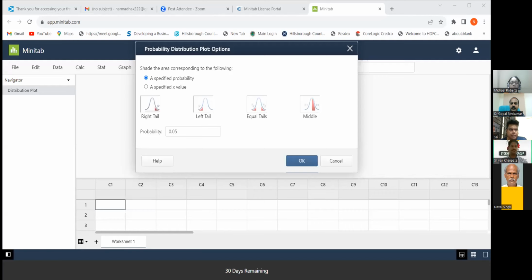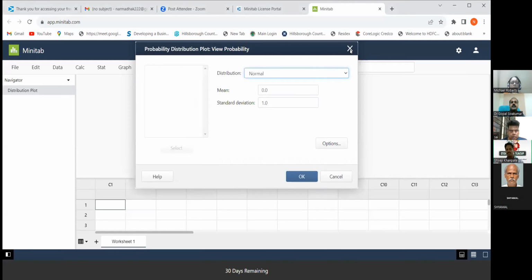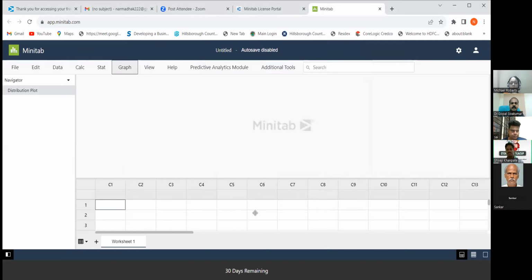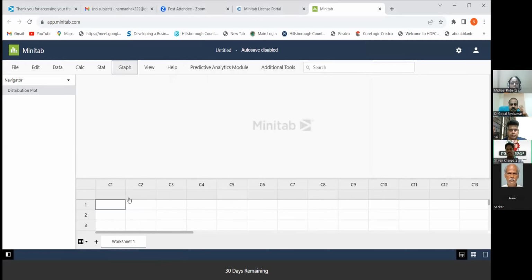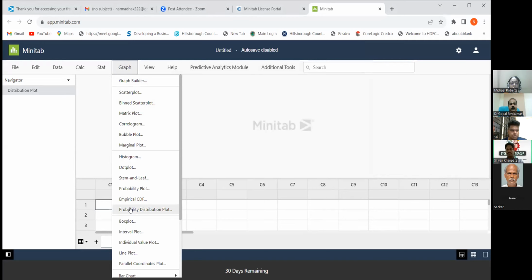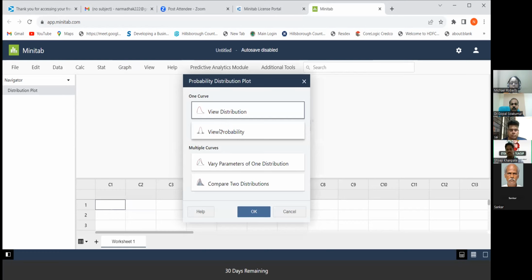Sir, I have a standard doubt actually. Which menu is this? That's Graph. Through the graph, you have to do it. Graph, probability distribution plot. Madam, you can view it from the first, view probability. Click that, and now view the distribution of probability. Yes, okay.